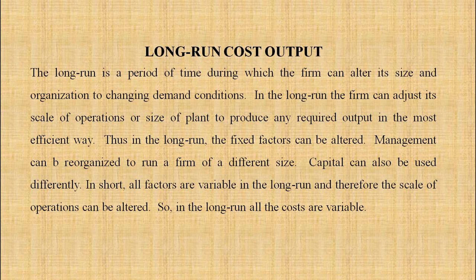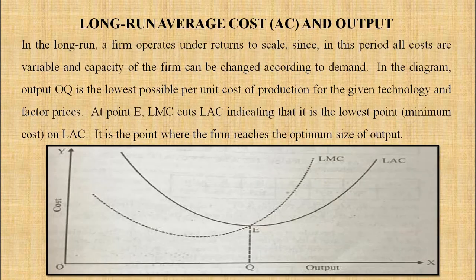So, in the long run, the fixed factors can be altered, management can be reorganized to run a firm of a different size. Capital can also be used differently. In short, all factors are variable in the long run and therefore the scale of operations can be altered. So in the long run, all the costs are variable. In the long run, a firm operates under returns to scale. Since in this period all the costs are variable, the capacity of the firm can be changed according to demand.